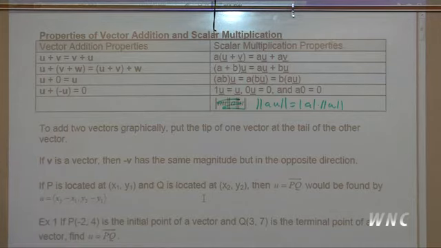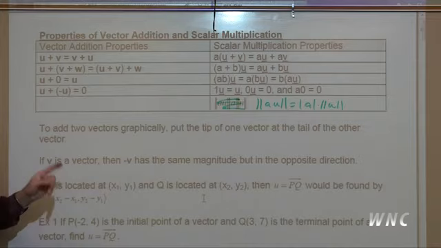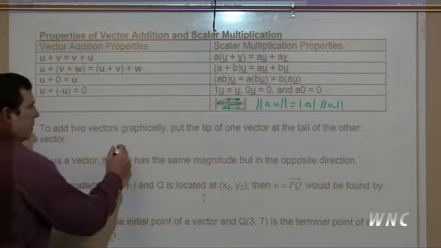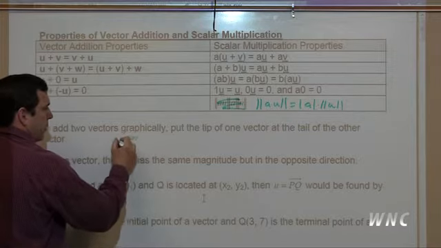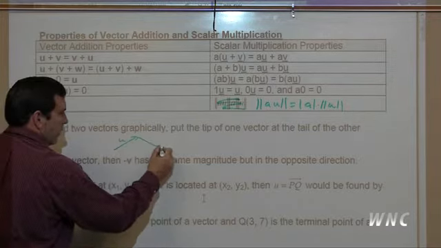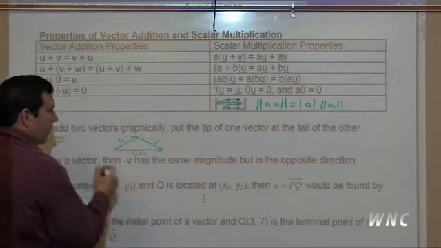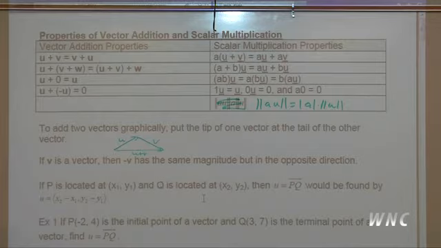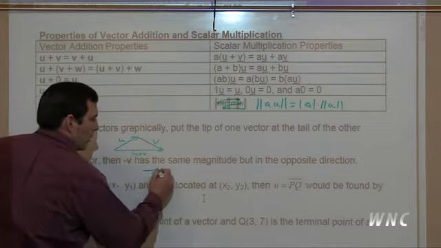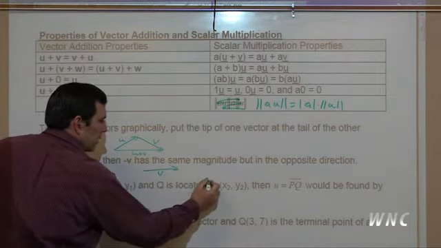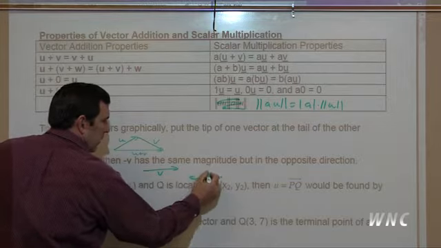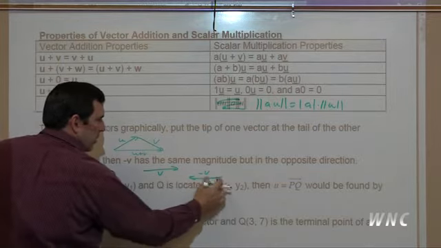To add two vectors graphically, put the tip of one vector at the tail of the other vector. If here's U and here's V, this resultant vector is U plus V. If V is a vector, then negative V has the same magnitude but the opposite direction. So if here's our V, then this is negative V.